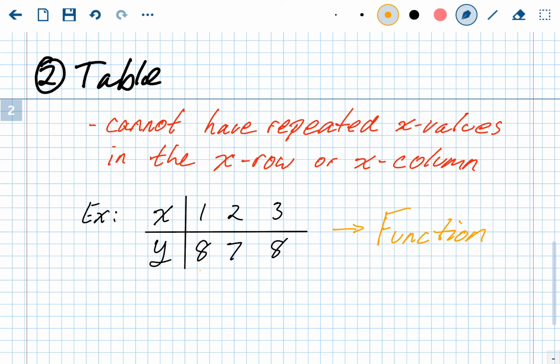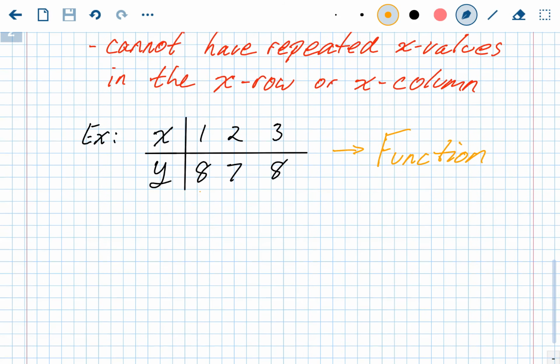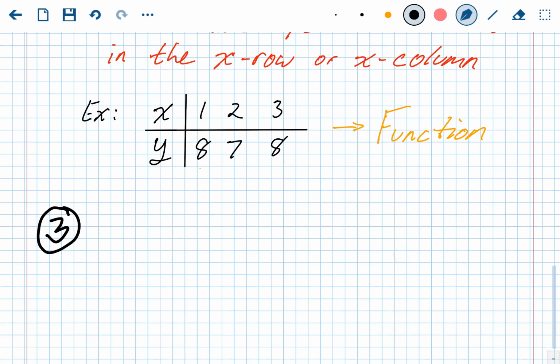Okay, again, it all just goes back to the definition. Each input, each X, only has one Y. They could all have the same Y as long as each X is unique. Next up is the graph. So the graph is where things differ, but again, it's all based around the same definition.